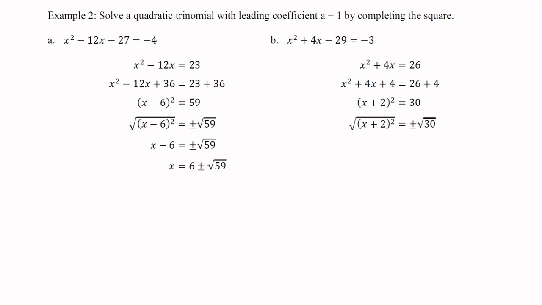Take the square root of each side, and then we're going to subtract 2 from each side to give us negative 2 plus or minus the square root of 30.